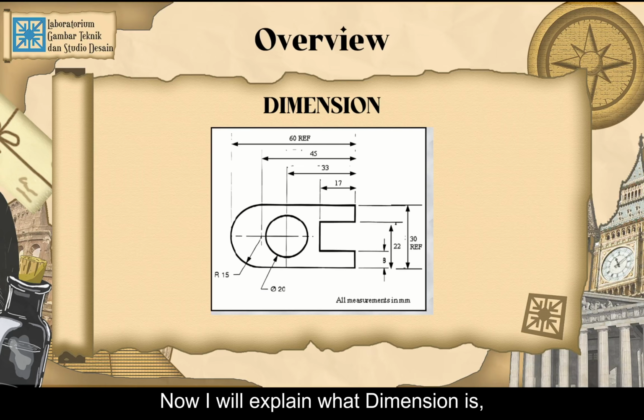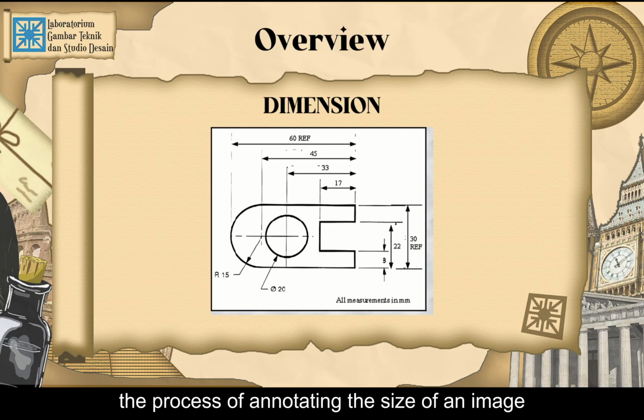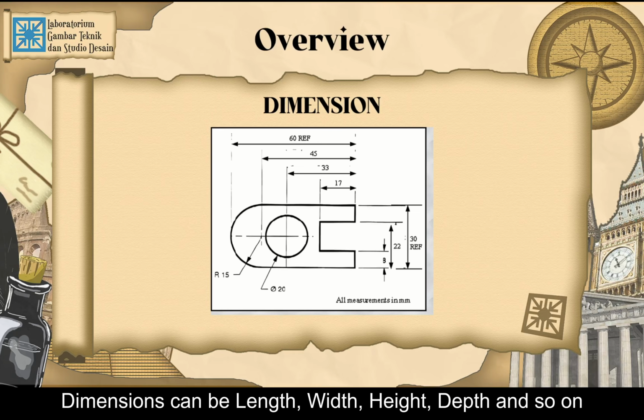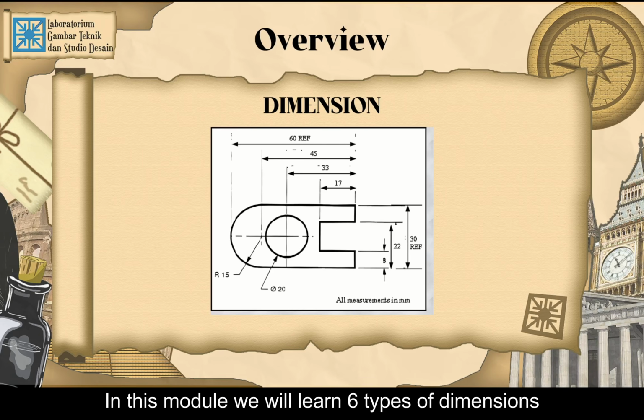Now I will explain what dimension is. Dimensions or dimensioning is the process of annotating the size of an image. Dimensions can be length, width, height, depth, and so on. In this module, we will learn 6 types of dimensions.